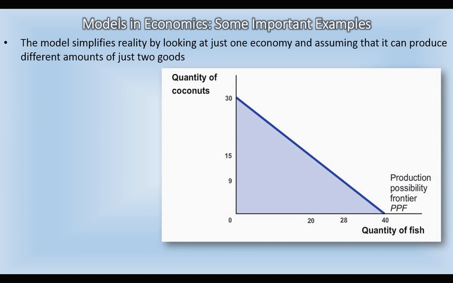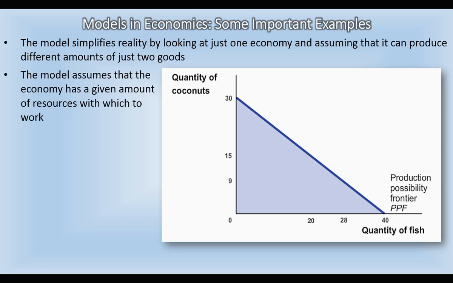All right, so let's look at a simple version of the PPF. Here, still within this simple world where only coconuts and fish are produced. So the model, again, simplifies reality by looking at just one economy and assuming that it can produce different amounts of just two goods. So the model assumes that the economy has a given amount of resources with which to work. We assume that when we're looking at a production possibility frontier that isn't changing, those resources aren't changing. So this amount of coconuts and fish that could be produced by this economy is a direct result of how many resources there are, and that isn't changing for now.